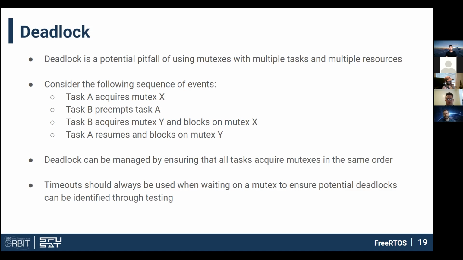So this would trigger something called priority inversion. You might notice here that task B is higher priority than task A, right? Because it preempted task A. But then when it tries to acquire mutex X, it's now blocked on task A. So essentially now B has a lower priority than A because it needs to wait until A is finished with the mutex until it can proceed.